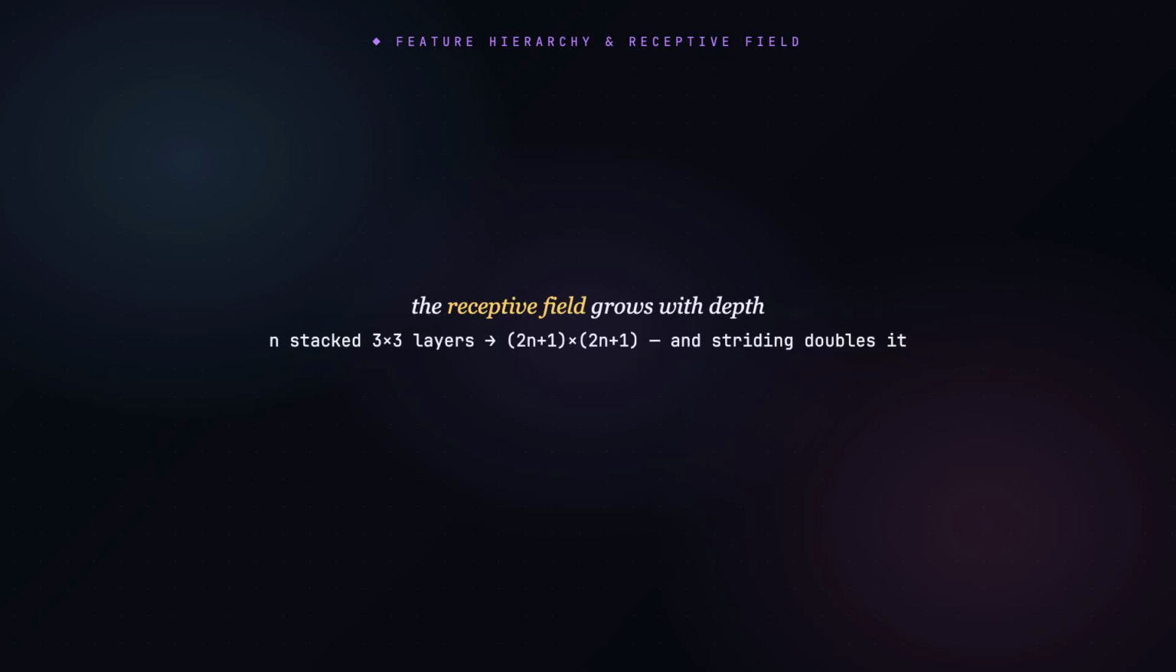Two ideas explain why depth matters. The feature hierarchy: early layers see edges and colors, middle layers corners and shapes, deep layers whole objects. And the receptive field, the patch of input a neuron can see, grows with depth. N stacked 3x3 layers give a receptive field of 2n plus 1, and striding doubles it. That's why the high-level concepts live deep. By then, one neuron can see the entire object.